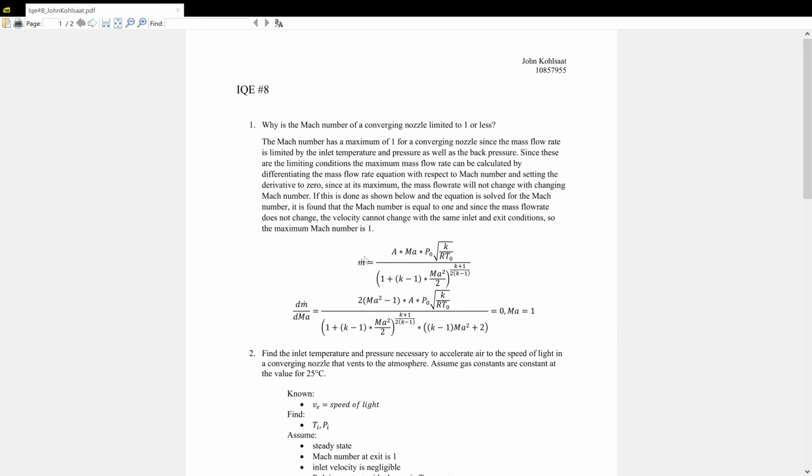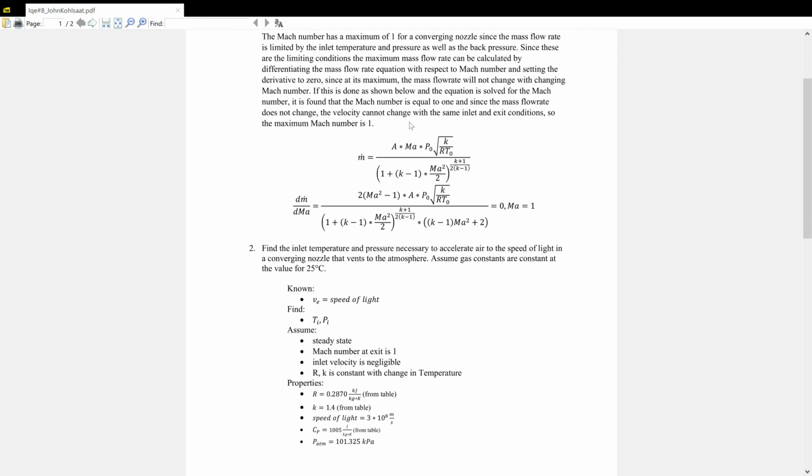And so if we take the derivative of this with the derivative of velocity, which in this case is represented by the Mach number, and then we set that to 0, we can solve for the Mach number at the maximum mass flow rate, and we get a value of 1. And so for the maximum mass flow rate, since the Mach number is 1, and the Mach number will not increase more since the mass flow rate governs what the velocity will be for the converging nozzle area, we can say that the maximum Mach number is equal to 1 for a converging nozzle.